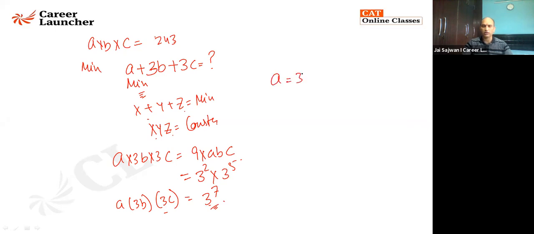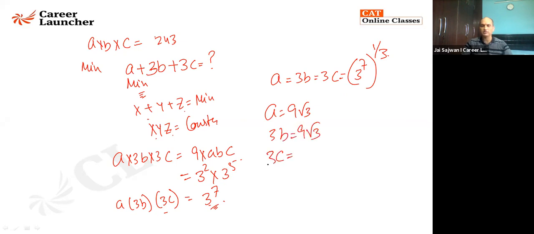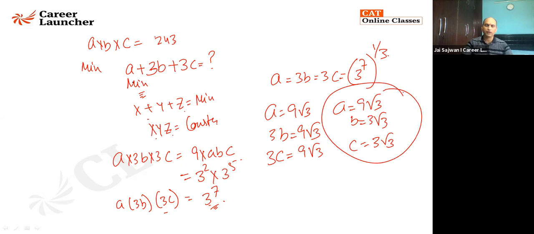And I'm saying all of them come out to be the same. I'll say a is equal to 3b is equal to 3c is equal to 3 to the power of 7 to the power 1/3, because I want all of them to be the same. So a will come out to be what? It is 9 root 3. 3b will also come out to be 9 root 3, and 3c will come out to be 9 root 3. I can say a is 9 root 3, b is 3 root 3, and c is 3 root 3. Is it fine, everyone there? Yes, I hope it is clear.